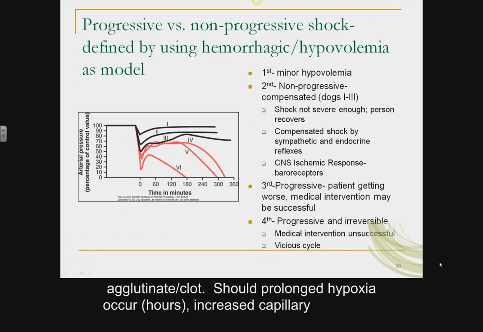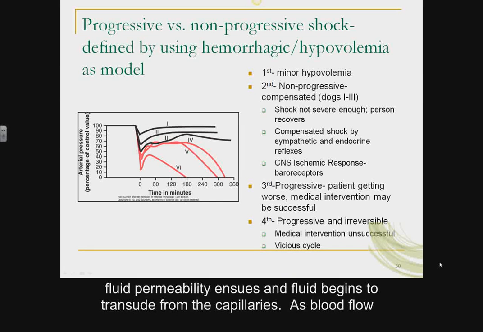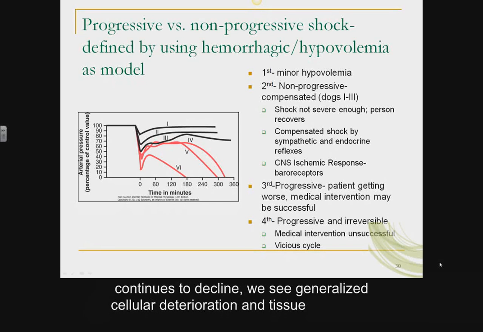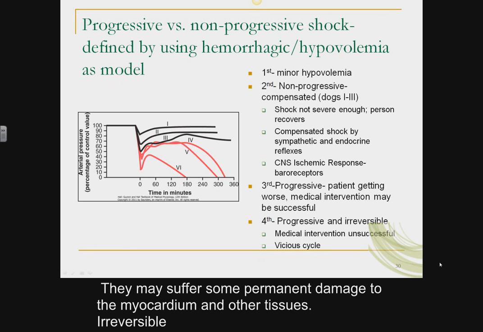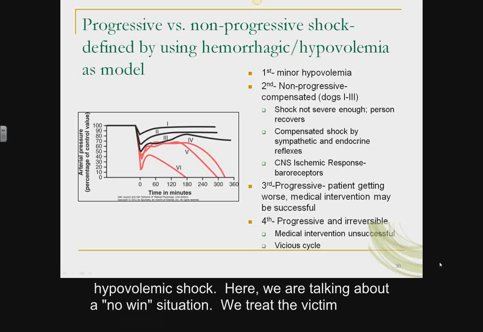Should prolonged hypoxia occur, hours, increased capillary fluid permeability ensues, and fluid begins to transudate from the capillaries. As blood flow continues to decline, we see generalized cellular deterioration and tissue necrosis. Despite all of this, it is still possible to retrieve this patient from the brink. They may suffer some permanent damage to the myocardium and other tissues.